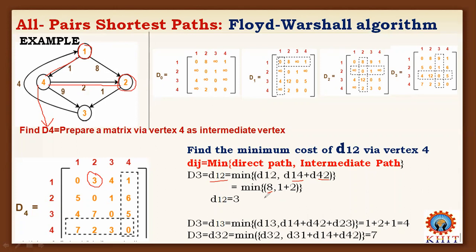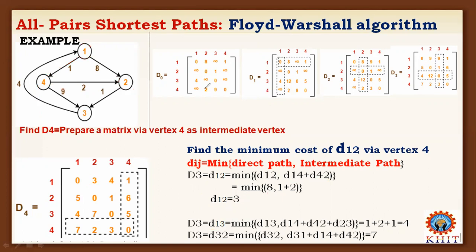Now compare 8 with 3, and you will get the minimum value, which is 3. Hence, this is the minimum value, and it is to be replaced with the existing 8 value. Okay. Next, find the minimum distance from 1 to 3.